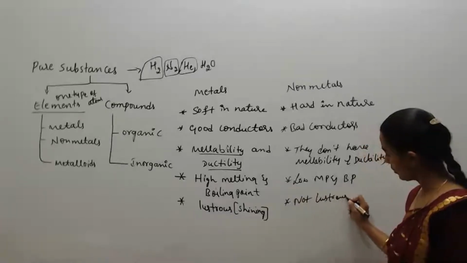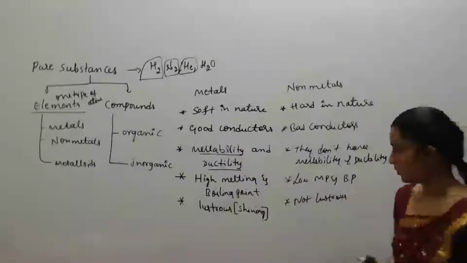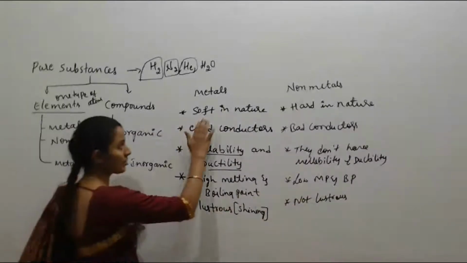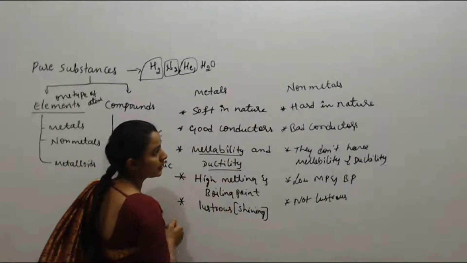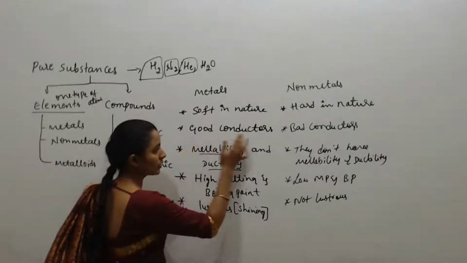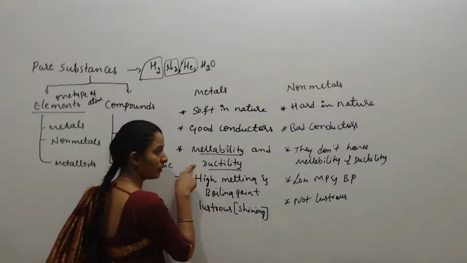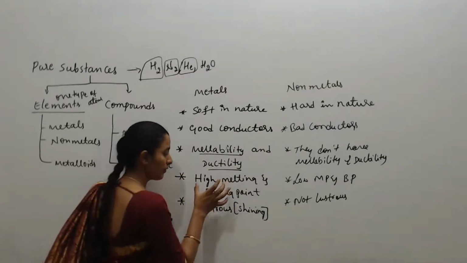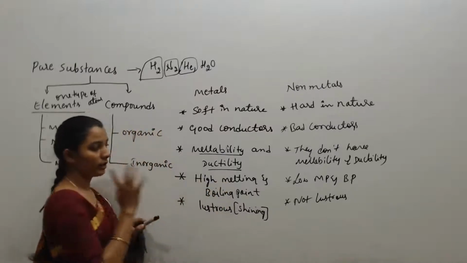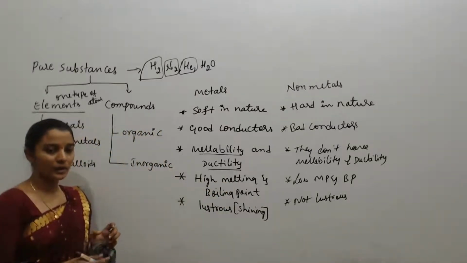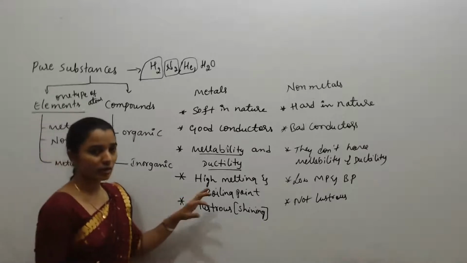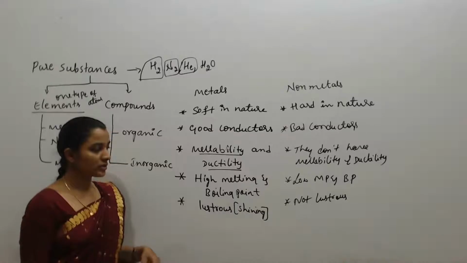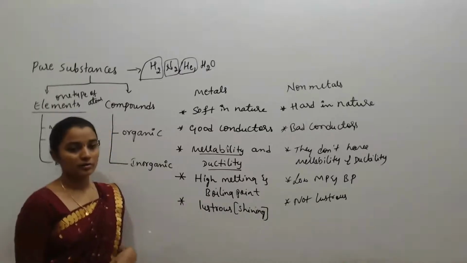They are not lustrous. So they are exactly opposite to metals. Metals are soft in nature, non-metals are hard in nature. Metals are good conductors and non-metals are bad conductors. Metals have malleability and ductility, and non-metals don't. Metals have high melting and boiling points, but non-metals have low melting and boiling points. Next, metals are lustrous in nature and non-metals are non-lustrous.